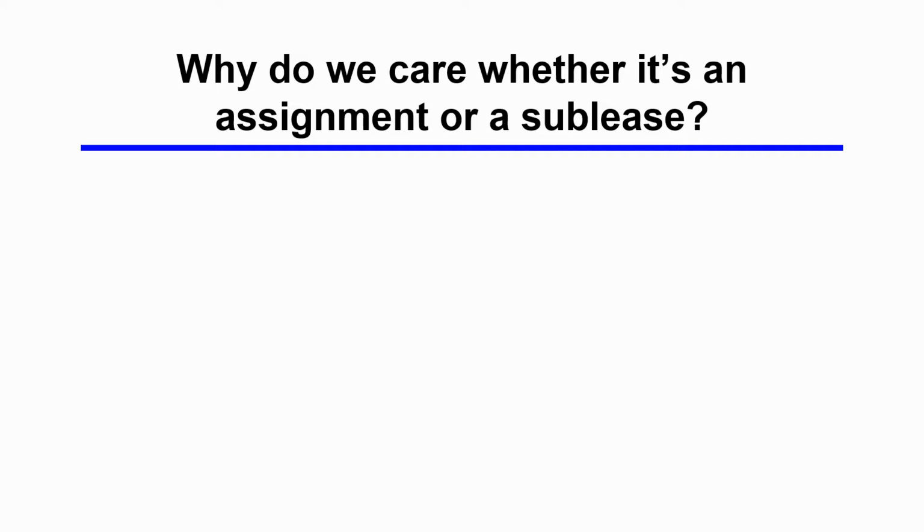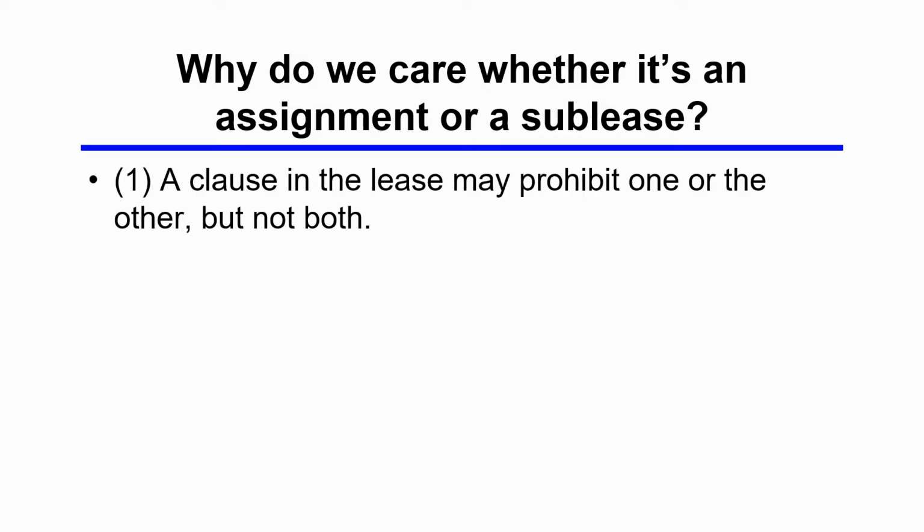Now, we've already said that it's important to be able to tell whether a transfer by the original tenant is an assignment or a sublease, but we haven't explained why that's true, and we can't give a full explanation of that until the next video. But one reason that we can understand now is that there might be a clause in the lease that prohibits either assignments or subleases, but doesn't prohibit both of them. So we need to be able to tell whether the particular transfer we're looking at is an assignment or a sublease in order to tell whether it's prohibited or not.